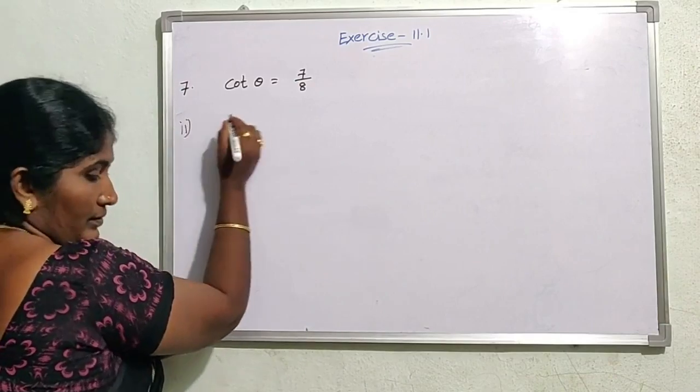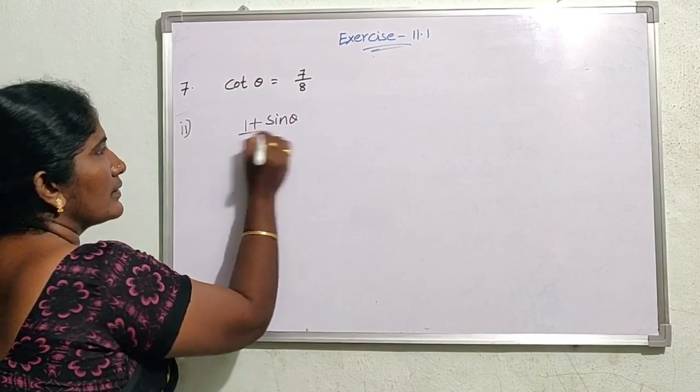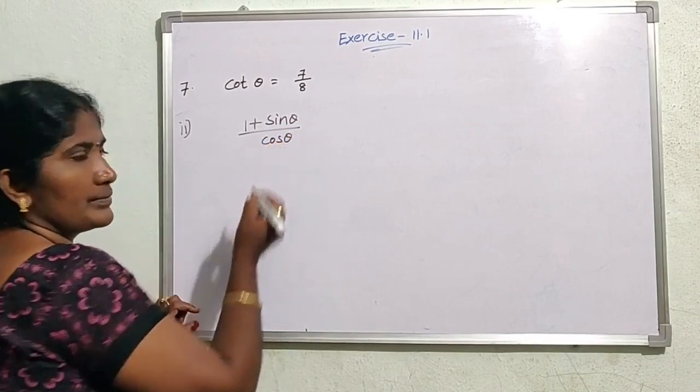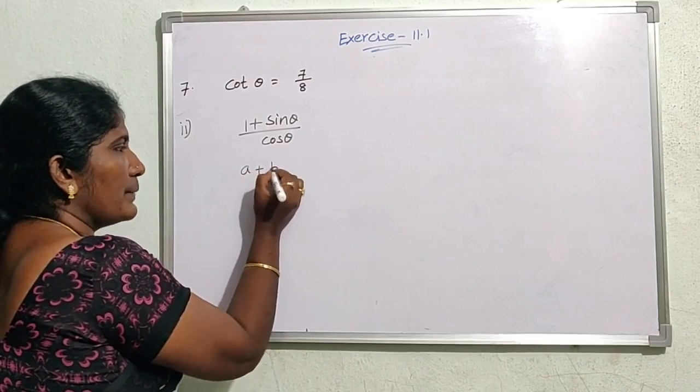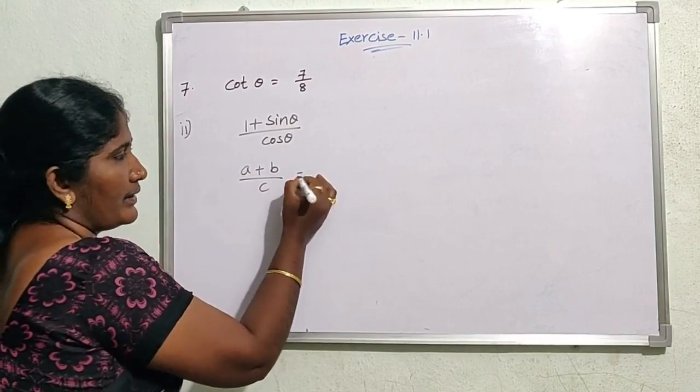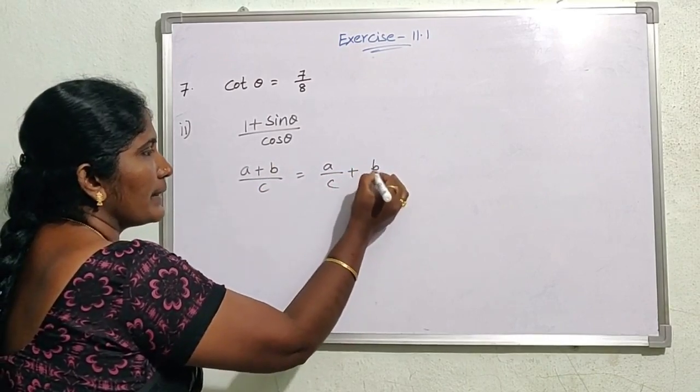Second one. (1 plus sin theta) by cos theta. Here it is in the form of (a plus b) by c, which is written as a by c plus b by c.